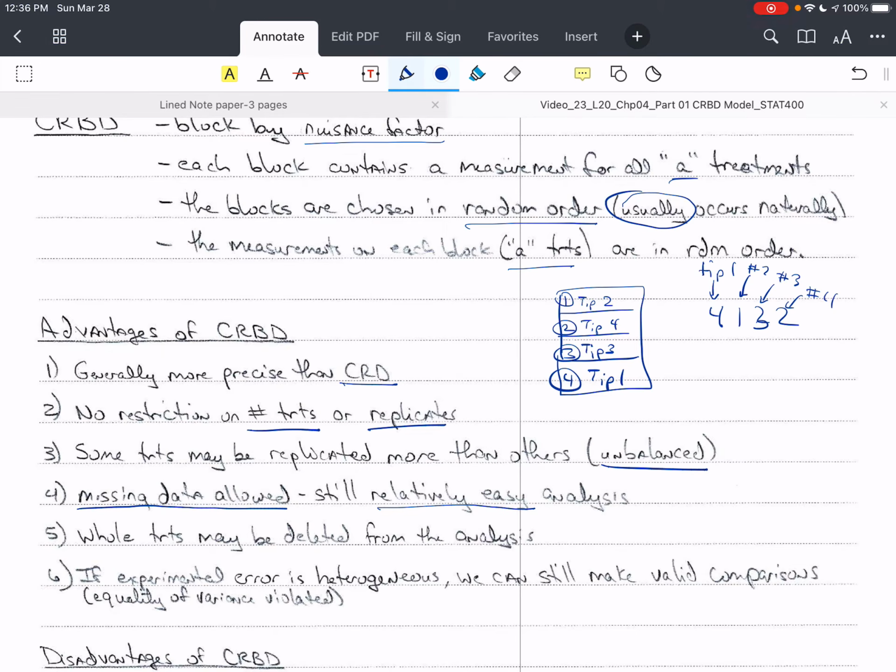In fact, we can delete whole treatments from the analysis if we need to and still handle the analysis. And here's a big one. If we don't have equality of variances, we can still make valid comparisons. This is really important here. Okay? So what if for the different treatments, you have different variances? Heterogeneous means different, not homogeneous, which would mean the same. So we could still have valid comparisons even if we violate the equality of variance assumption.